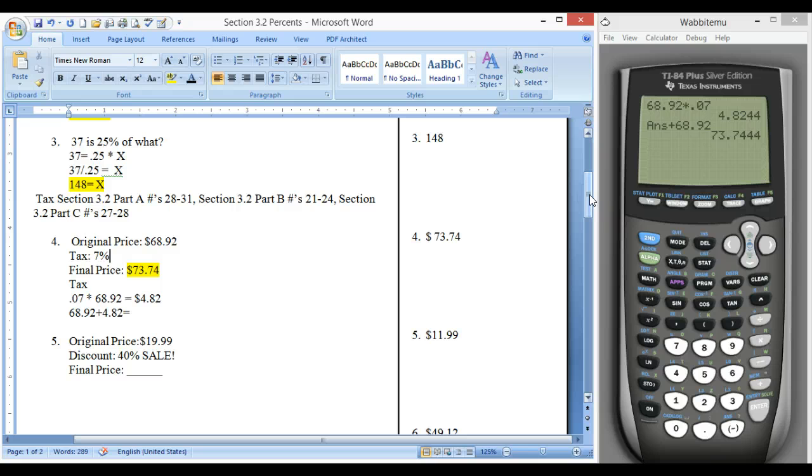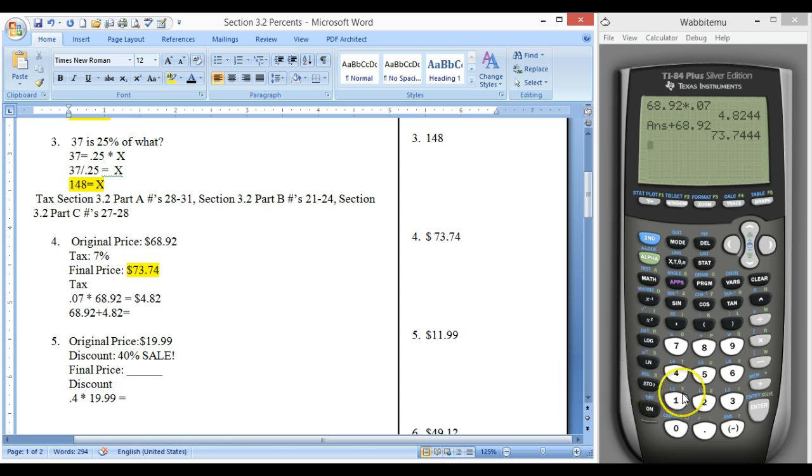So the original price is $19.99 with a discount or a sale of 40%. So how do we figure that out? Well, we know that it's 40% of the price tag. So again, just like before, instead of it being tax, this will be the discount, how much money we take off. So it's 40%, so change that to a decimal by moving the decimal place over two places, is 0.4 of, meaning times the sale or the retail price, or $19.99.